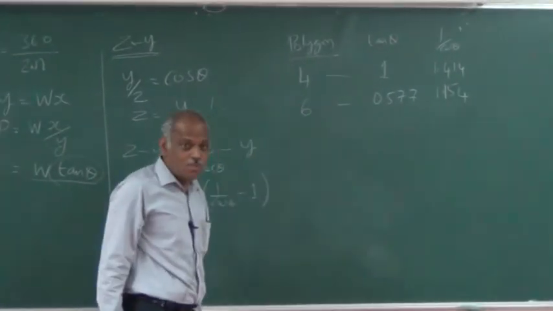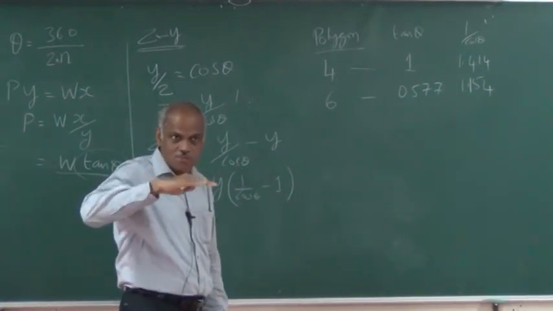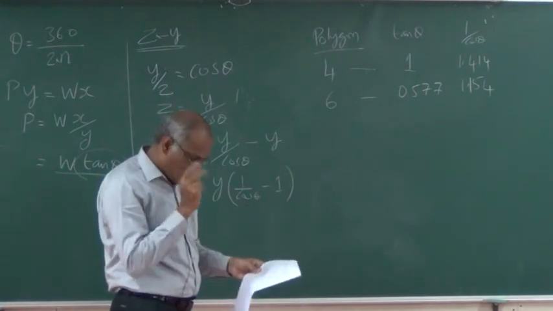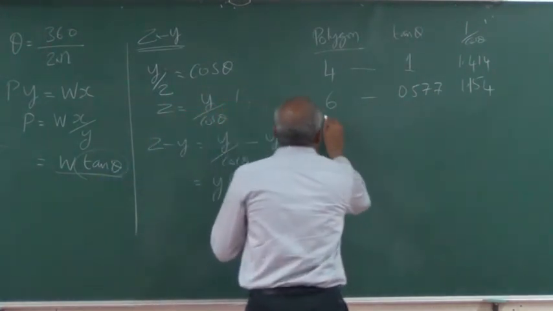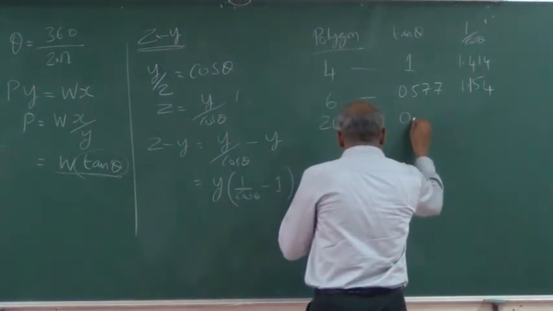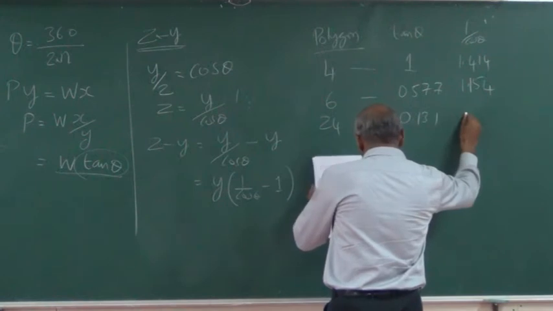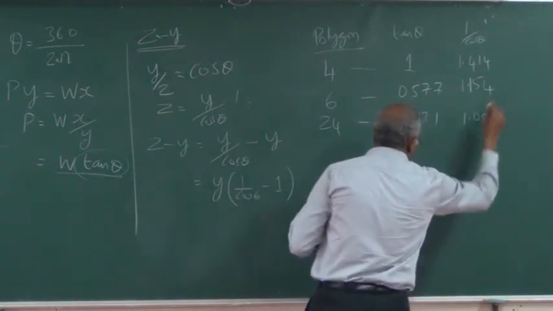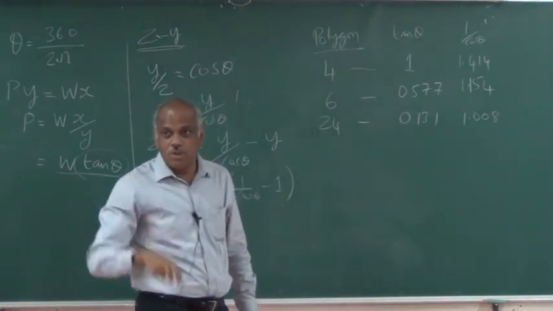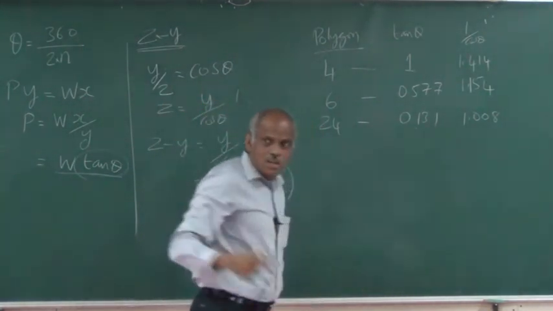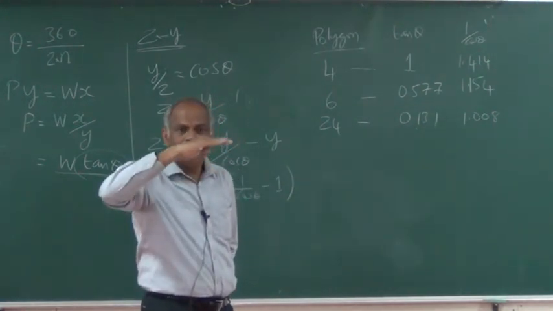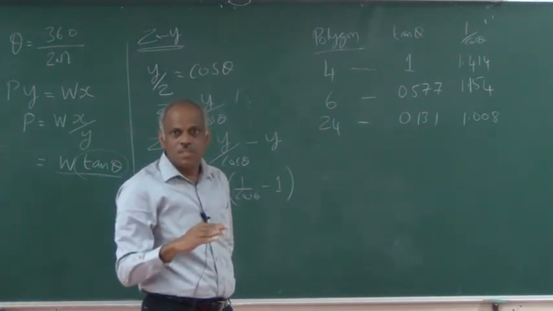So that is only 0.154 times the height. So you have a benefit if you keep on increasing the number of sides. Say for example, I increase the sides to 24, the value of tan theta is 0.131 and 1 by cos theta is 1.008. That means if I increase the number of sides of the polygon so that it can be rolled, the effort required comes down, and how much the center moves in the vertical direction also comes down. So that is better.